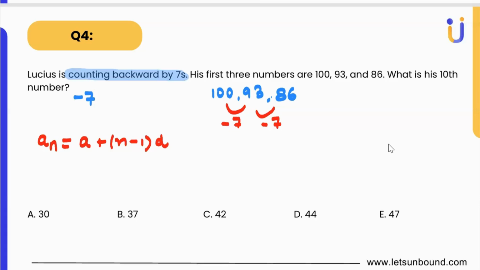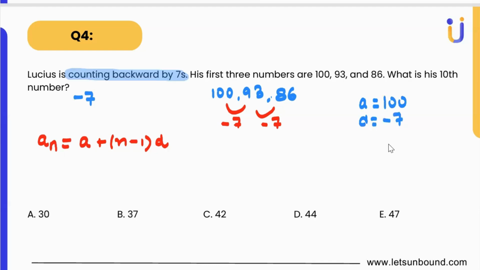Now to solve for it, what does n indicate, what does a indicate, and what does d indicate? n stands for the number of the term that you want to calculate. a stands for the first term in the sequence and d stands for the common difference in the sequence. Here, my common difference is negative 7 because we are adding a negative 7 every time, or we can say we are subtracting 7 every time. The first term in my sequence is 100. So a is 100, d is negative 7.